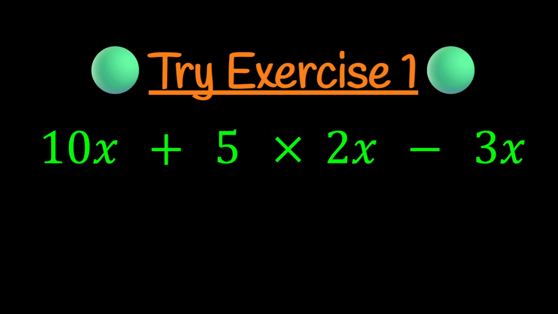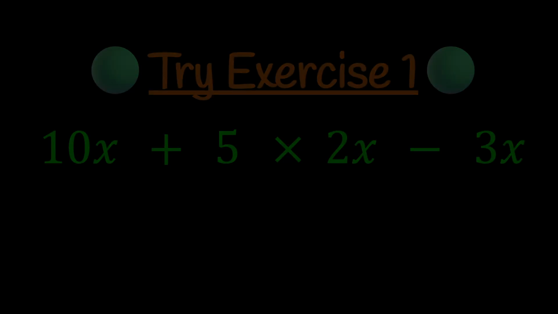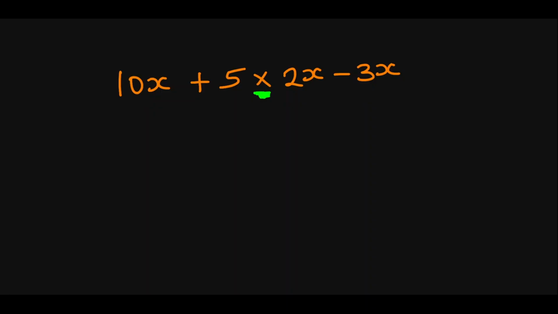Welcome to the try exercise solution for lesson 8 of the Basic Algebra Full Series, which is on the order of operations in algebra. Now for this first try exercise, considering the order of operations, there are no brackets here, there are no orders or powers here, but we have the multiplication family here. There's multiplication here, so which means multiplication has to be done first.